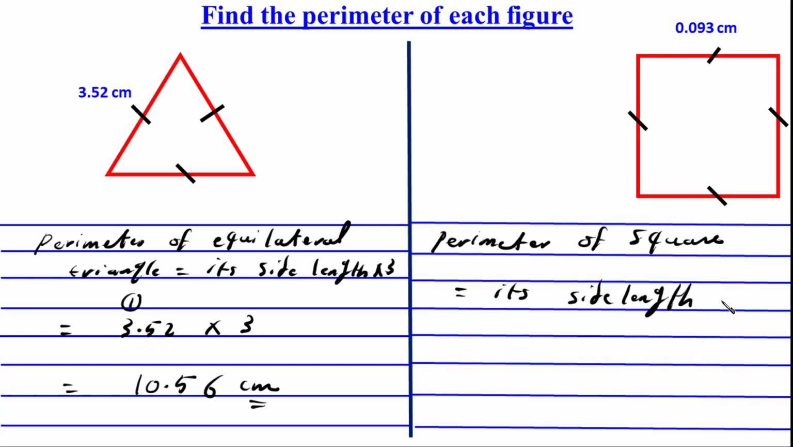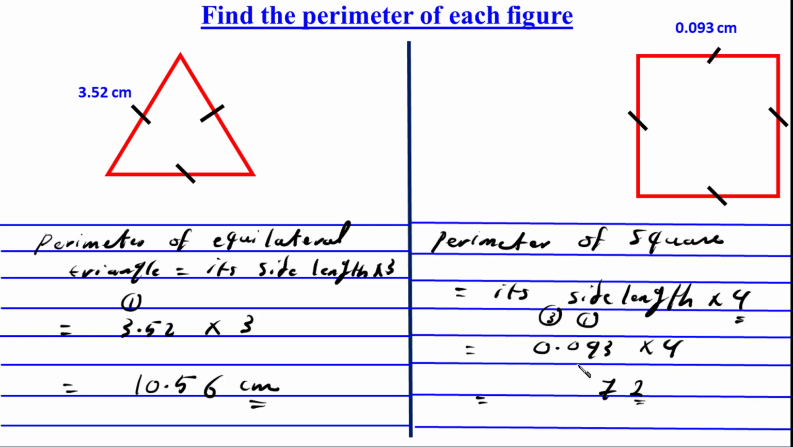times 4. 4 is what? Number of sides. Its side length equals 0.093 centimeter times 4. Now we can multiply, ignore the decimal point. 4 times 3 equals 12, write 2 and carry 1 over 9. 4 times 9 equals 36. 36 plus 1 equals 37. We write 7 and keep 3 over 0.